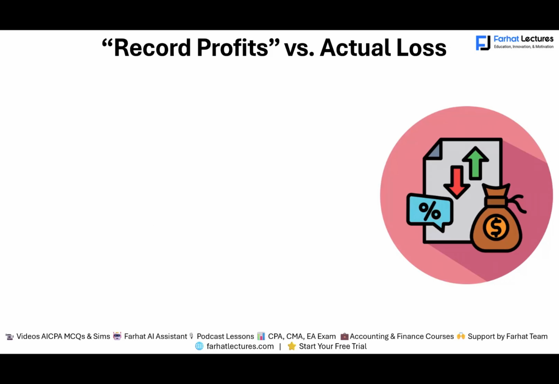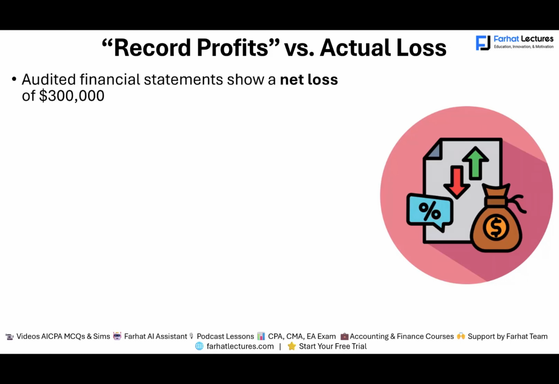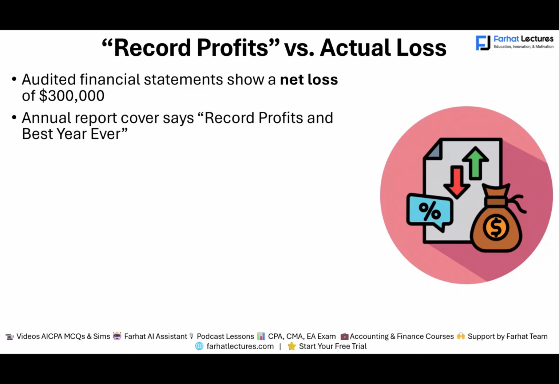Also, another example would be they might claim that they are enjoying a record profit, while in reality they're incurring a loss. The annual report cover might read record profit, the best year ever. And in reality, if you open it, it's a loss. This is clearly inconsistent with the actual numbers.